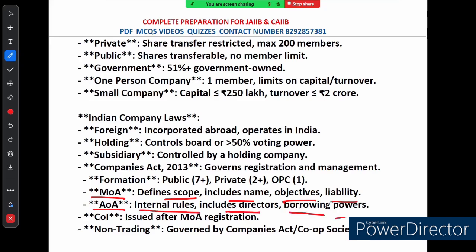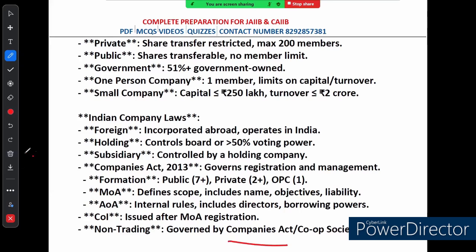And the Articles of Association contain internal rules, including director rules and borrowing powers. COI means Certificate of Incorporation. It is issued after registering the MOA. If we talk about non-trading companies, they are governed by either the Companies Act or the Cooperative Society Act.